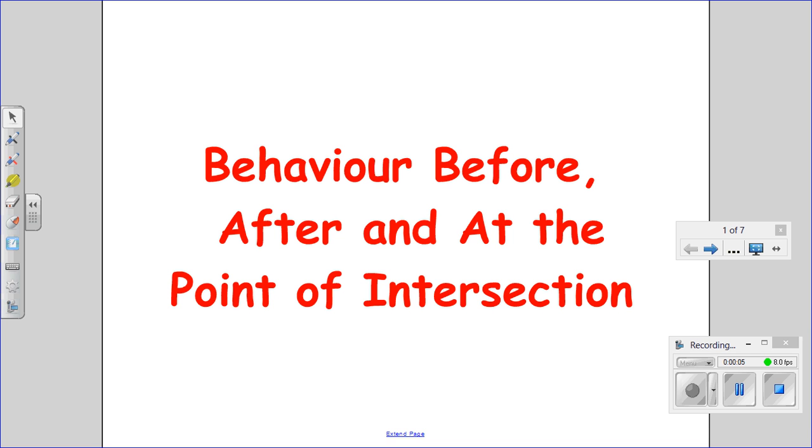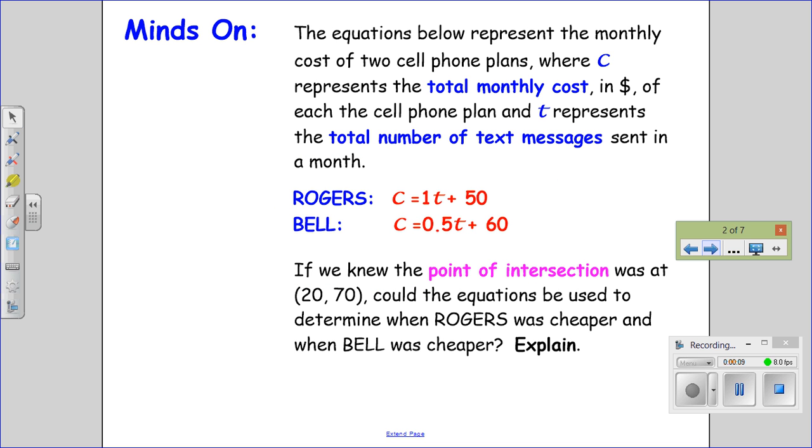Behavior before, after, and at the point of intersection. The equations below represent the monthly cost of two cell phone plans, where C represents the total monthly cost in dollars of each cell phone plan, and T represents the total number of text messages sent in a month.